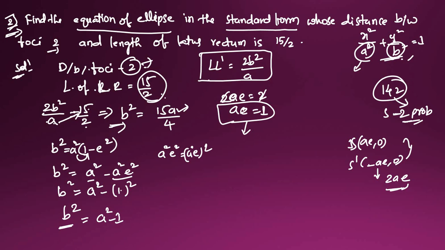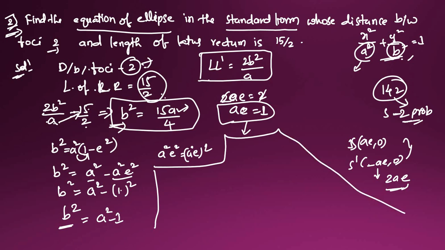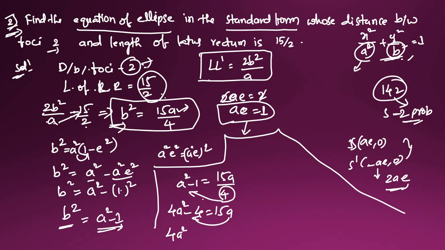Now I'm substituting this in that equation to get the answer. So b square is equal to a square minus 1, which is equal to 15a divided by 4. Taking this 4 to the left side with multiplication, 4a square minus 4 is equal to 15a, which becomes 4a square minus 15a minus 4 is equal to 0.